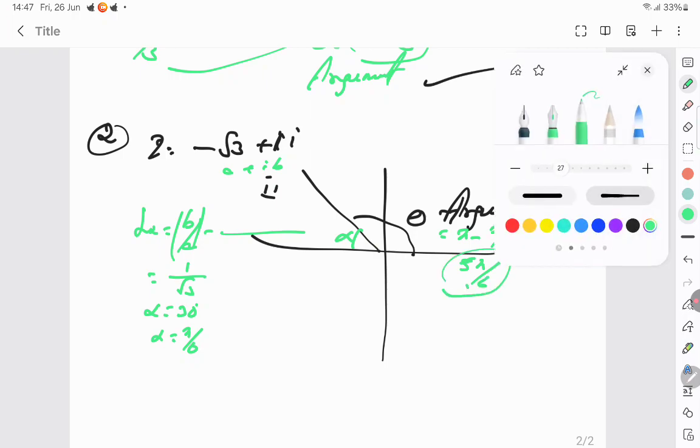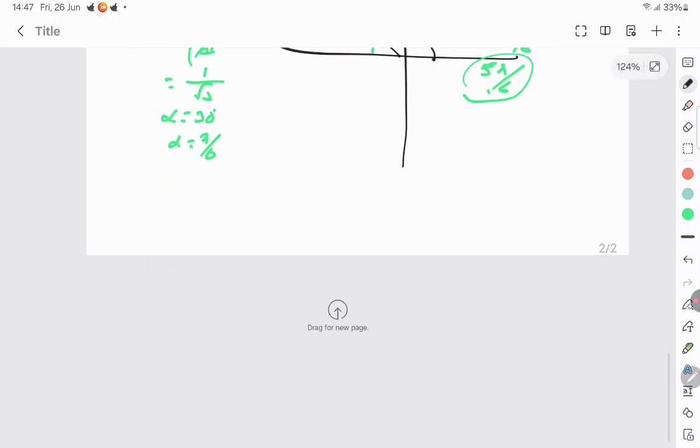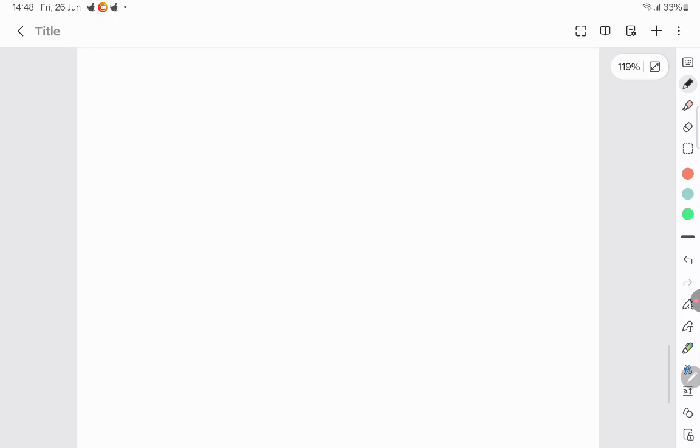What about modulus of z? The magnitude of z is root of 3 plus 1, which is again root 4. So the answer is 2. So let's go to the next question. Third question is 1 minus i. They want to write this in polar form. Okay? So let's continue.